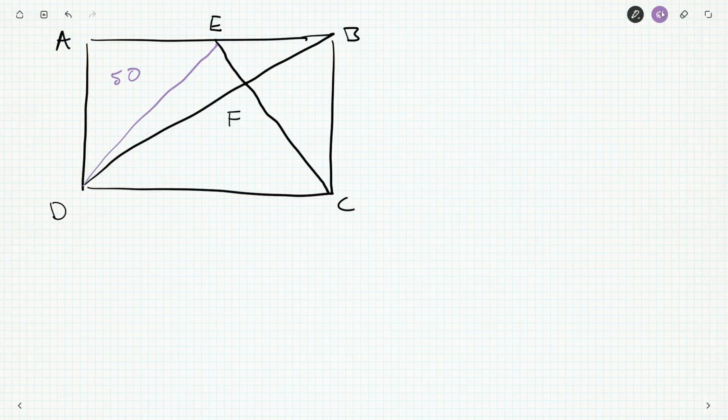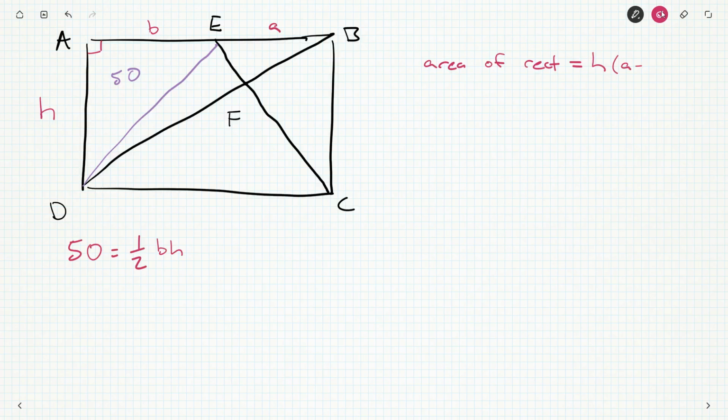Now, we want ultimately the area of the rectangle, right? I don't really know any of the lengths. They didn't give me anything. But if I were to call AD H, and this may be the base here, I know that 50 is 1/2 H times AE. And ultimately, I want H, A, and B, so the area of the rectangle would be something like H times A plus B. So that'd be a plan. If I can just work out HA, I think we'd be all set. I don't think they give me that sort of information.